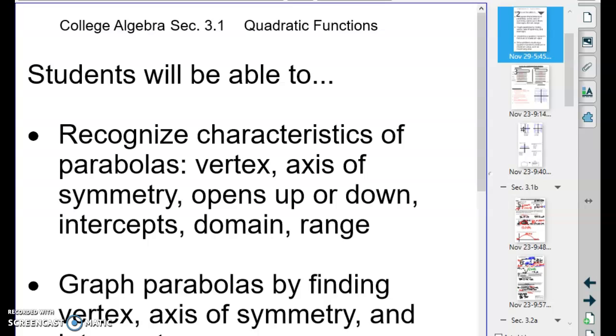Hey everybody, so here we are, we're looking at some quadratics and what happens when I'm putting all of these graphs together and other cool things. So by the end of this lesson, you will be able to recognize characteristics of parabolas: where their vertex is, their axis of symmetry, does it open up, does it open down, what are the intercepts, domain, and range. So that's the basic gist of this video here.